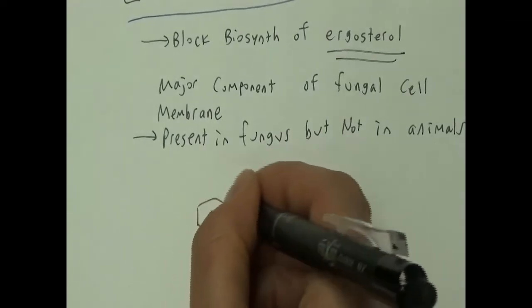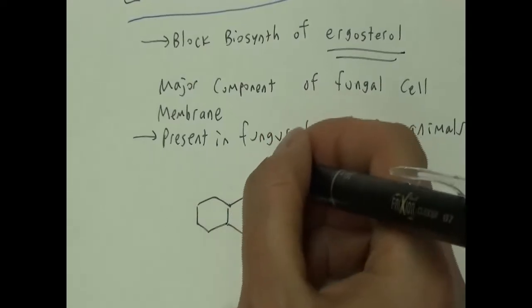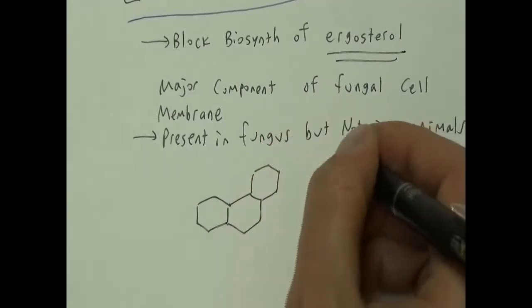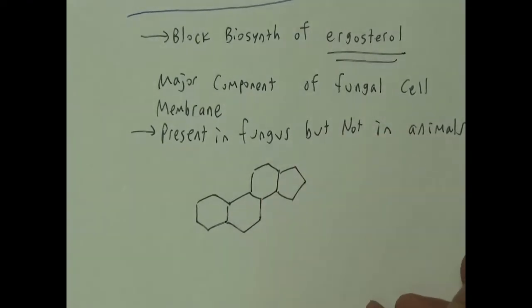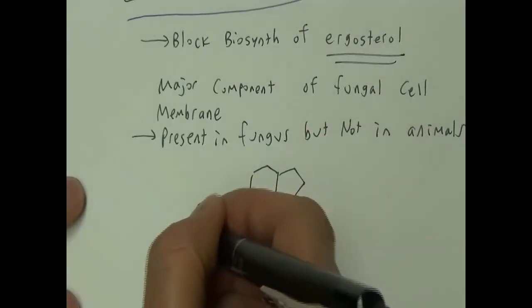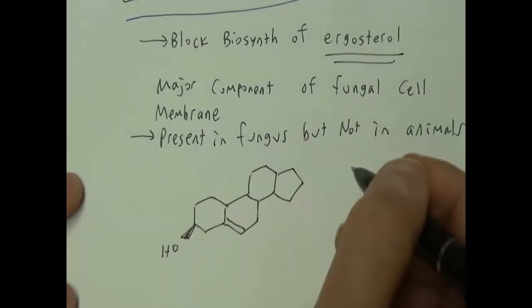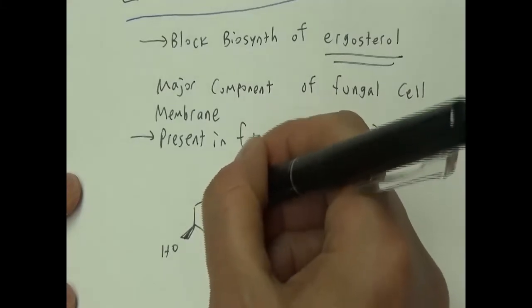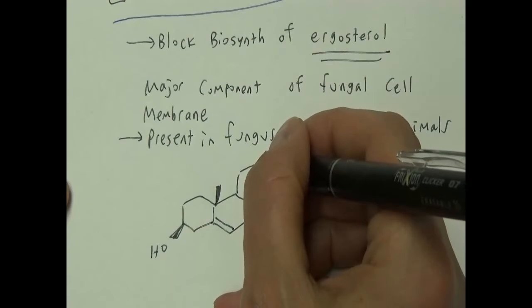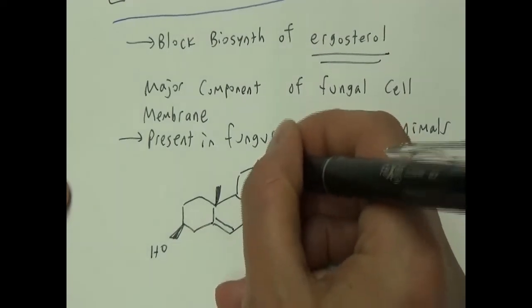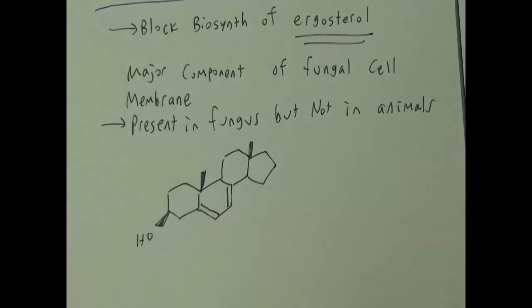So we draw our 6-member ring, 6-member ring, 6-member ring, 5-member ring. Standard steroid. We have a hydroxy group right there. We got an alkene right here. We got a methyl coming up towards us right there. We got a methyl coming up right here. We also got an alkene right here. So, alright, we cool so far?